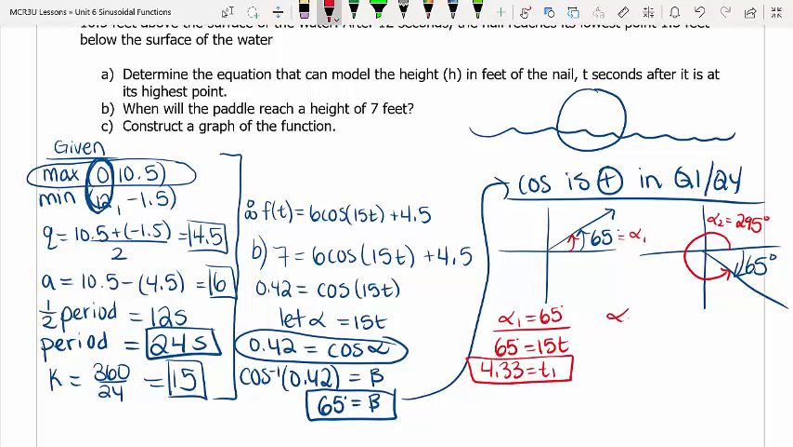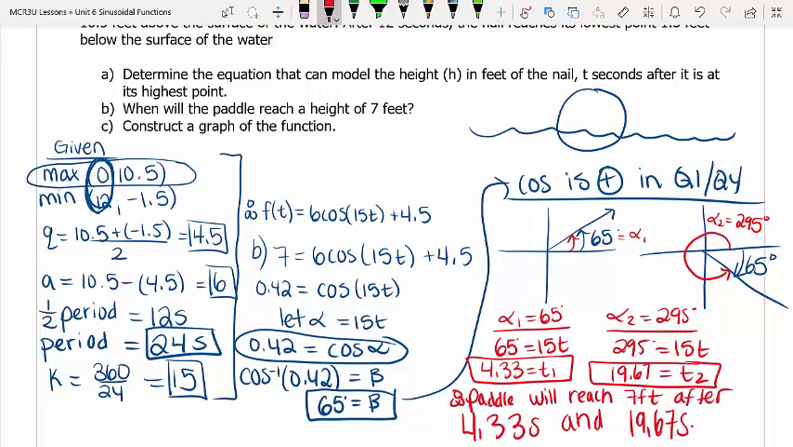Our second value of alpha was 295 degrees. So we'll set 295 equal to 15t. And we get t2 is equal to 19.67 seconds. So that means that the paddle will reach a height of 7 feet after 4.33 seconds and after 19.67 seconds. Okay, the last thing we need to do is construct a graph of our function.